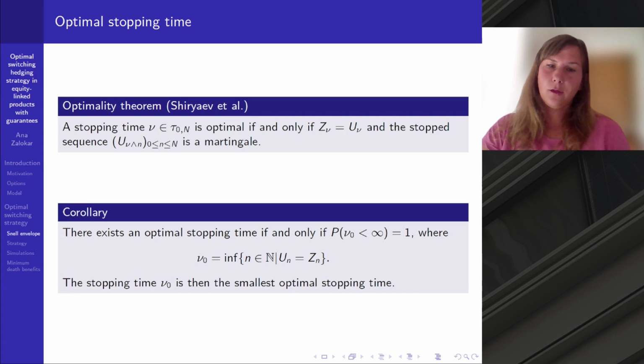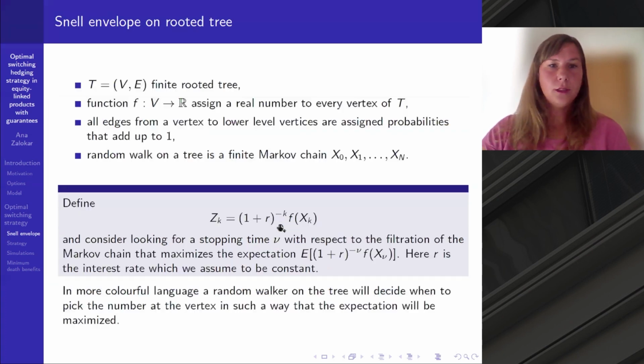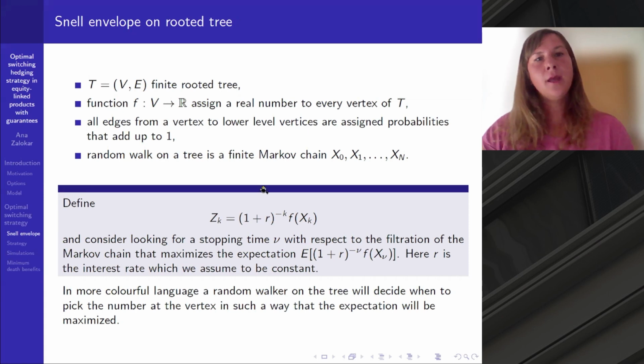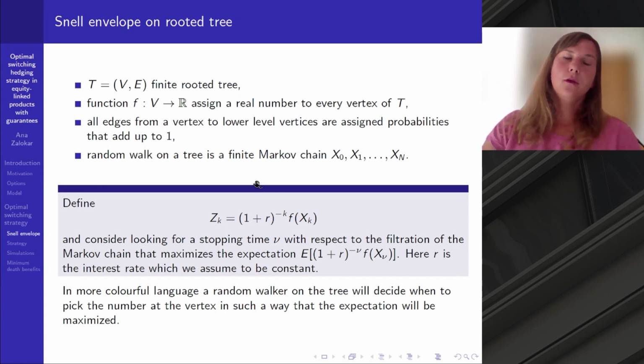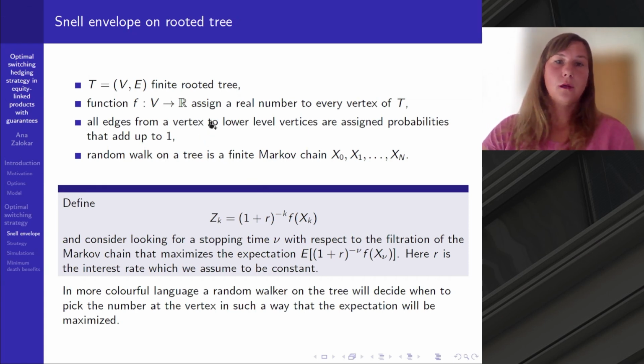So it will be when we go through the binomial tree, the first time that it happens that Un equals Zn. So this is the theory. And then let's first look at one small example to see how this optimal stopping time works, and then we will go to our simulations.